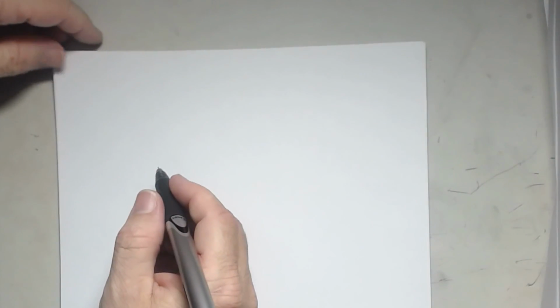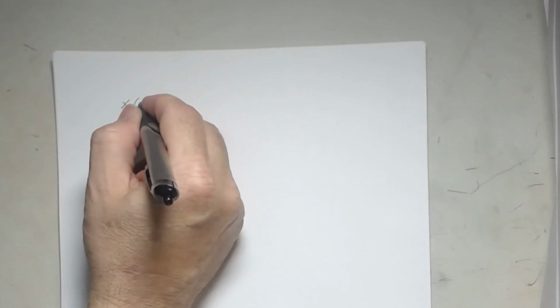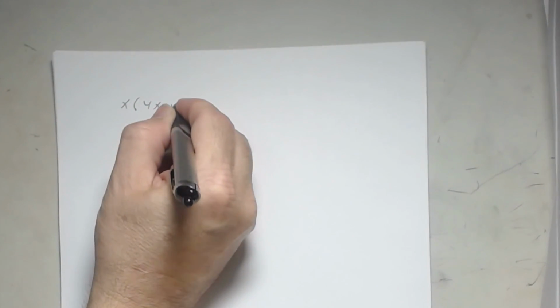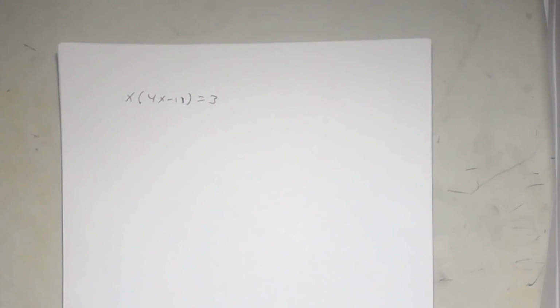Suppose I had this: x times 4x minus 11 equals 3. We're not going to do this today because it'll take us a few more minutes to think about it. What could you do here? Let's think about this. What could you do?